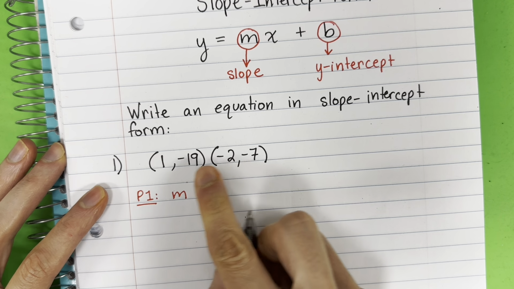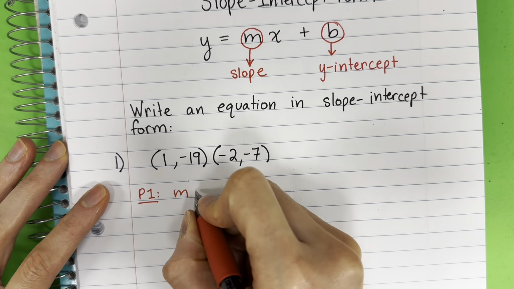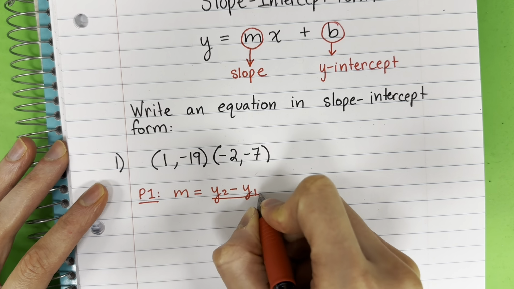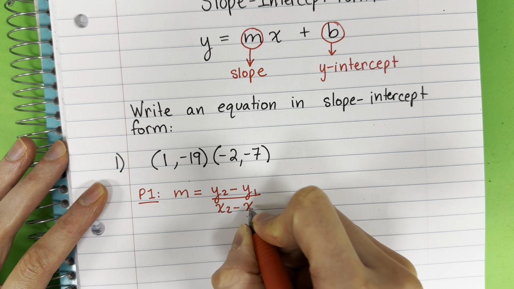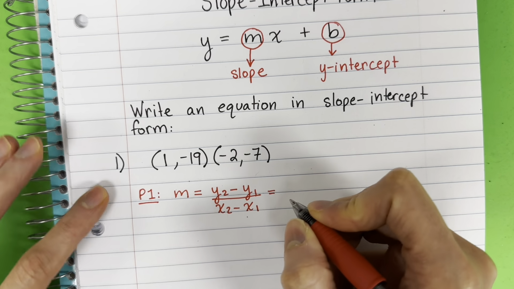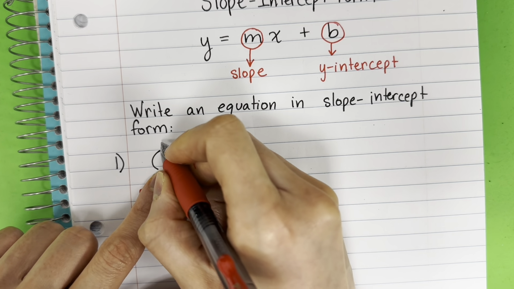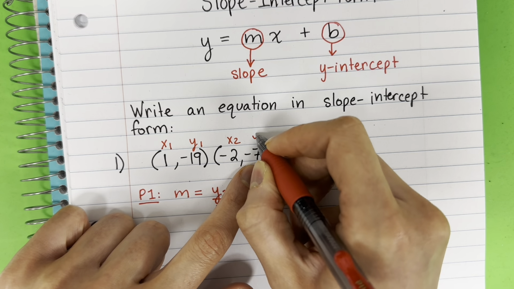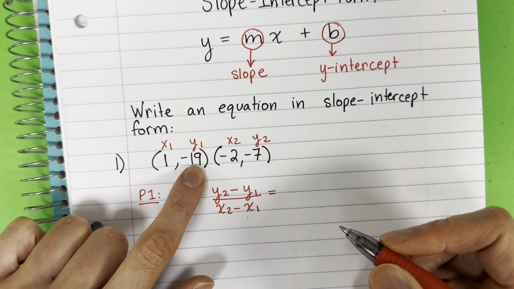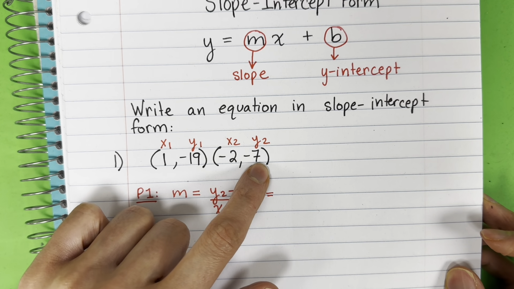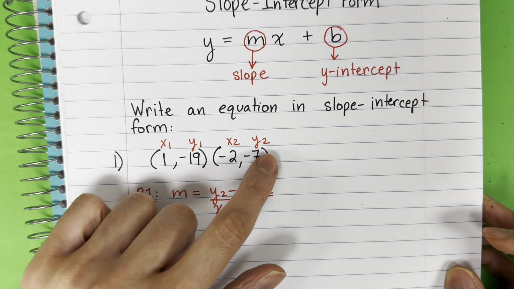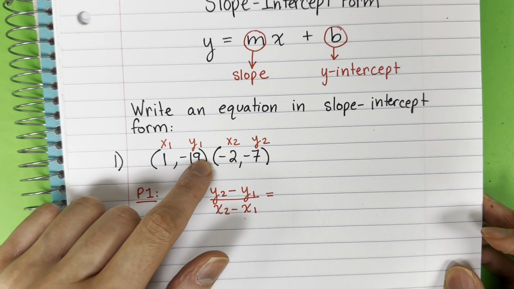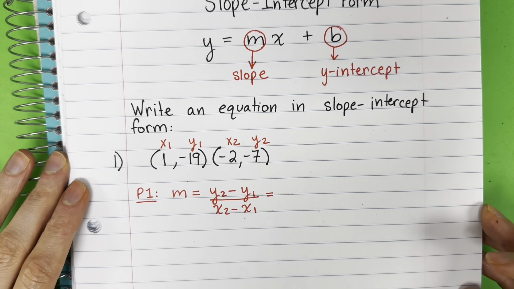If you have two ordered pairs, you can use the formula m equals y2 minus y1 divided by x2 minus x1. And to use this formula, you need to go ahead and label this. This is x1, y1, x2, y2. This is the first x, the first y, the second x, the second y. Remember, it's 1, 1, 2, 2. It's not 1, 2, 1, 2. It's 1, 1, 2, 2: x1, y1, x2, y2. That's a common error there.